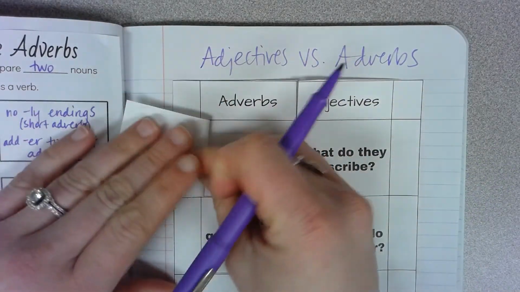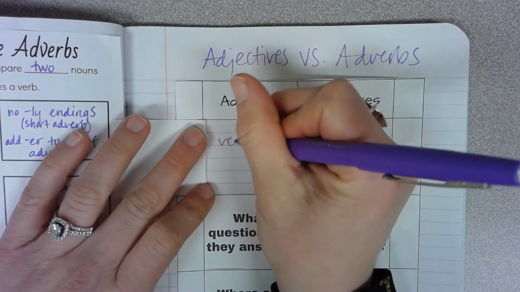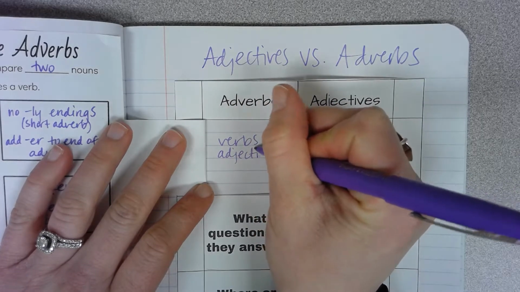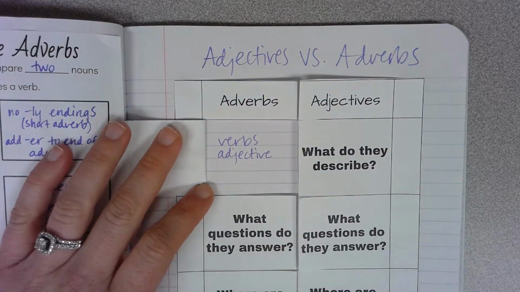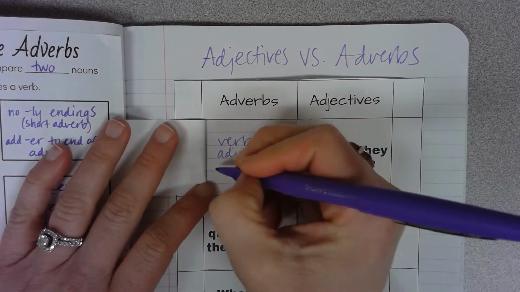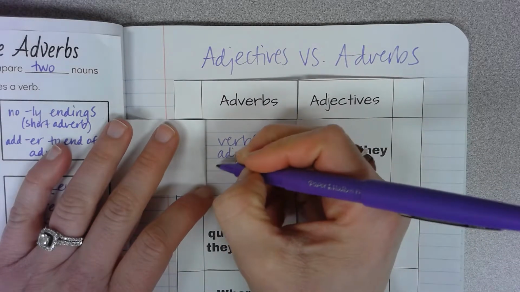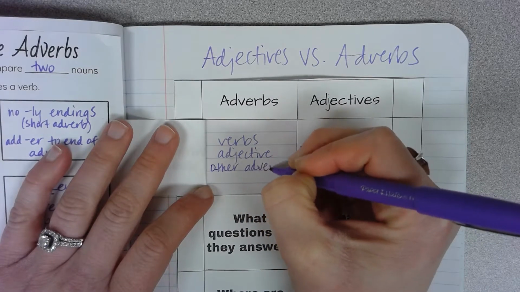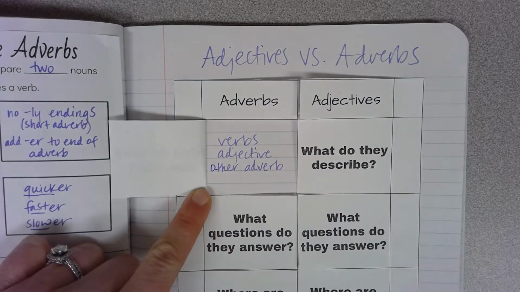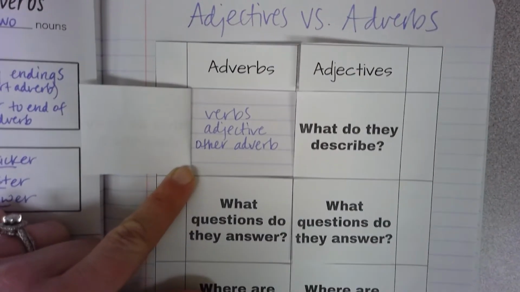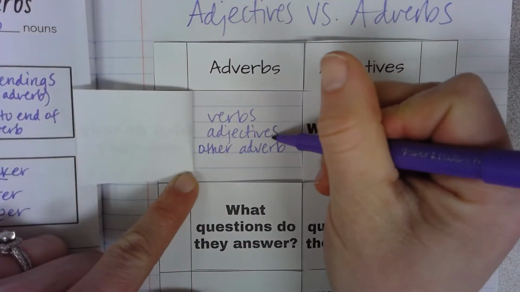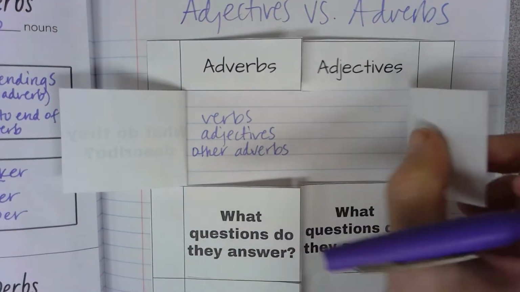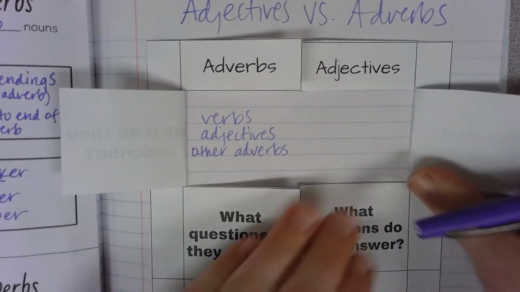Adverbs are used to describe, the main one is verbs. They can also describe other adjectives. Sometimes you'll see an adverb and an adjective paired together. They can also be used to describe other adverbs. So you can have more than one adverb together, just like you can have more than one adjective together. So adverbs are used to describe verbs, adjectives, and other adverbs. Make them plural. Okay, adjectives describe nouns and pronouns.